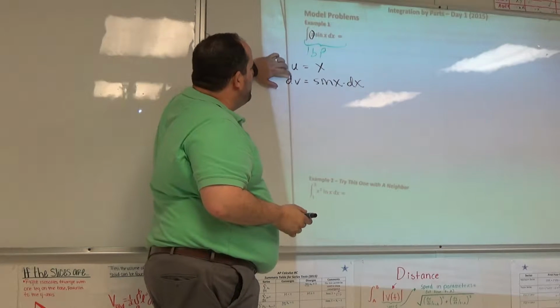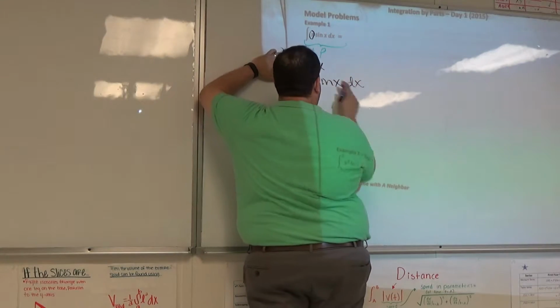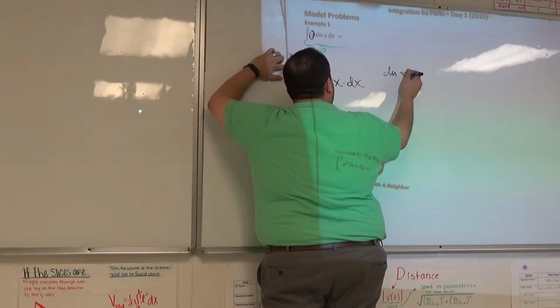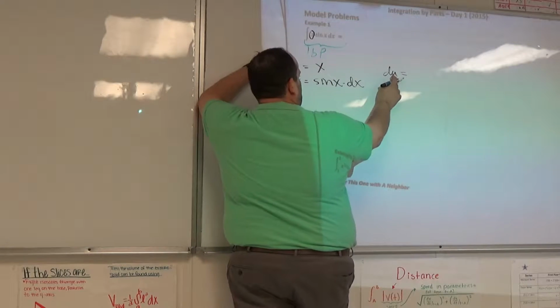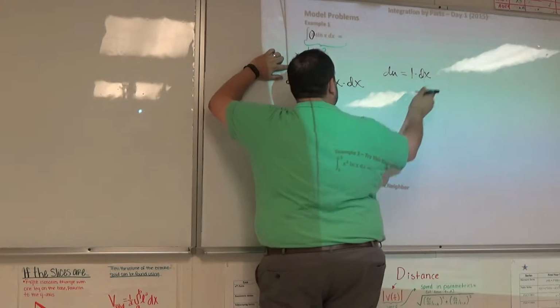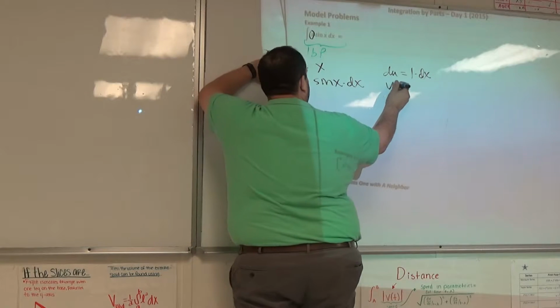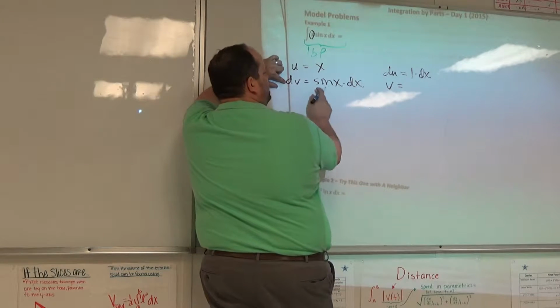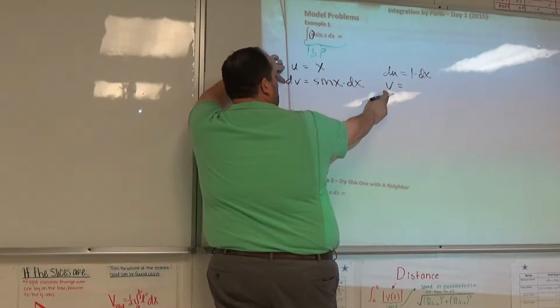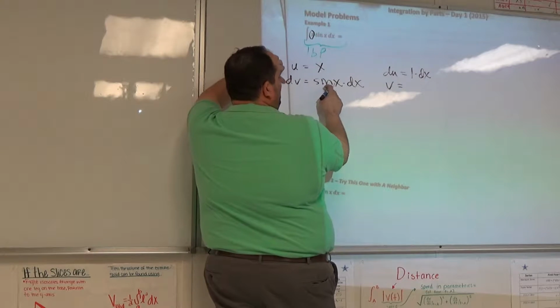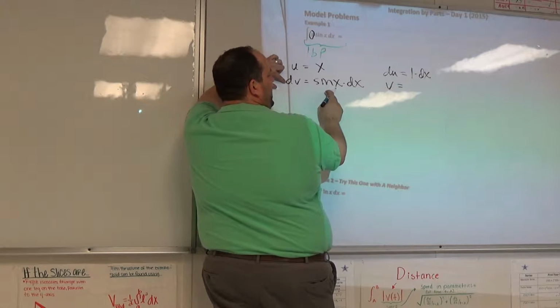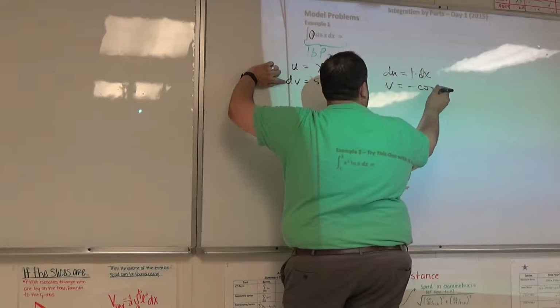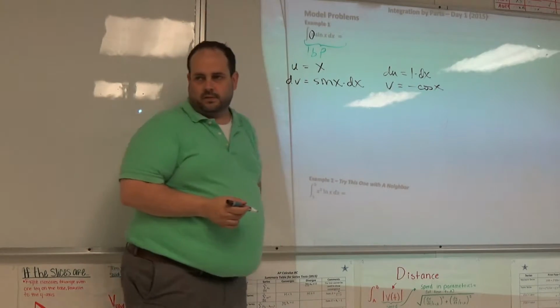Yeah. The way integration by parts works, you say, here's u. I now find du, and du is 1 dx. And then I find v. If dv is sine of x dx, what's v? V is the antiderivative of sine of x. What's the antiderivative of sine of x? Negative cosine. Negative cosine of x.